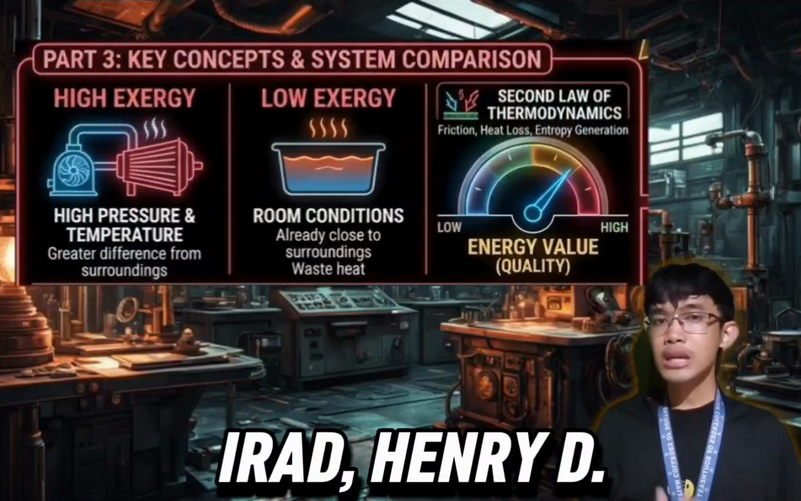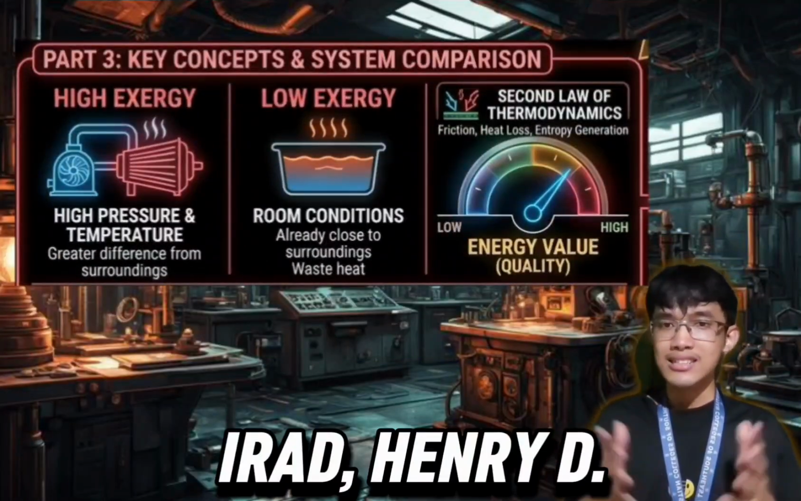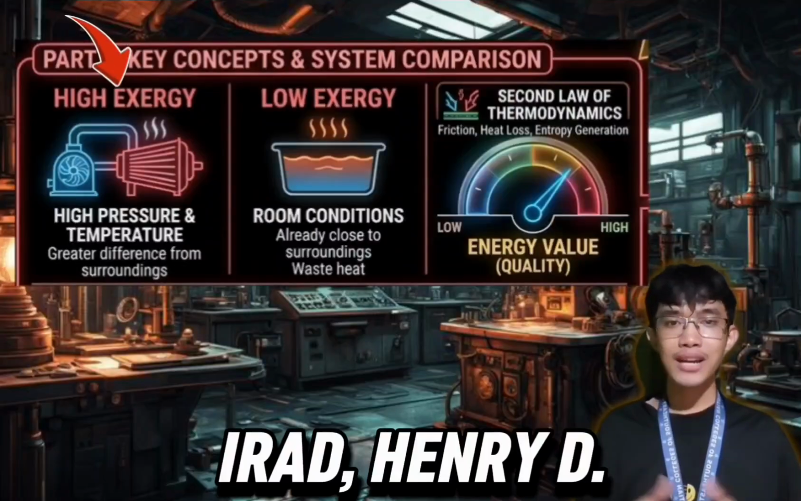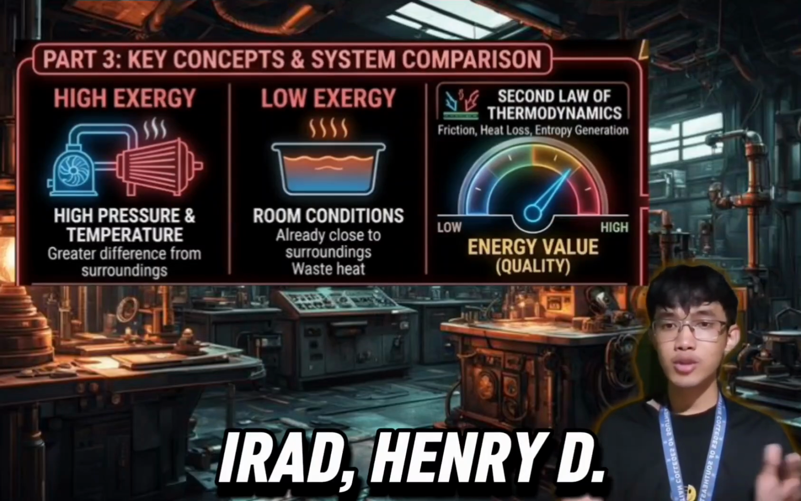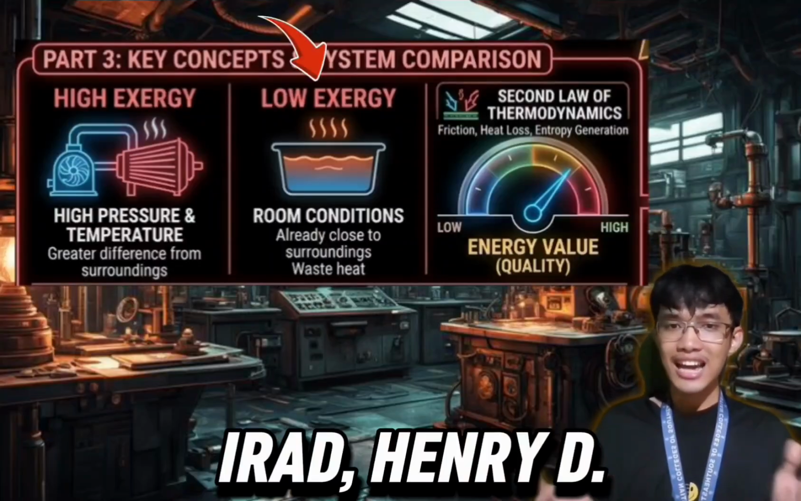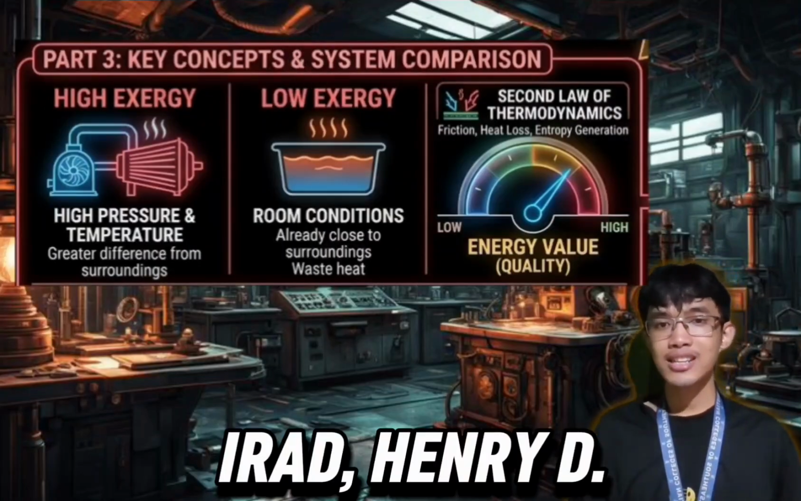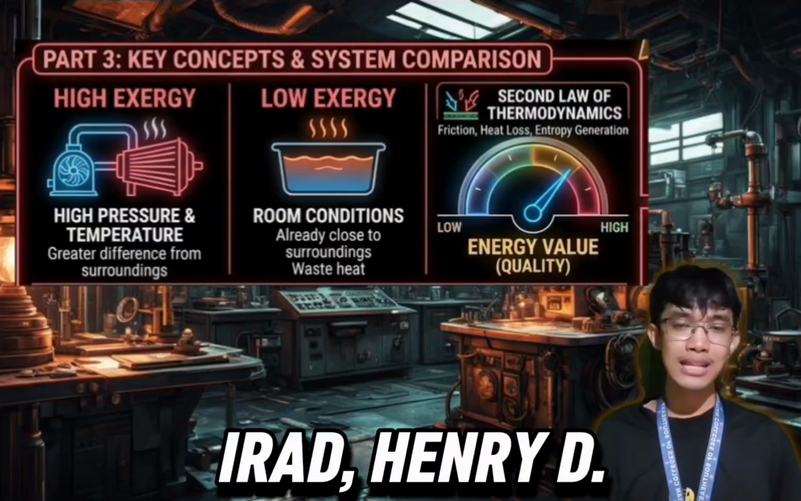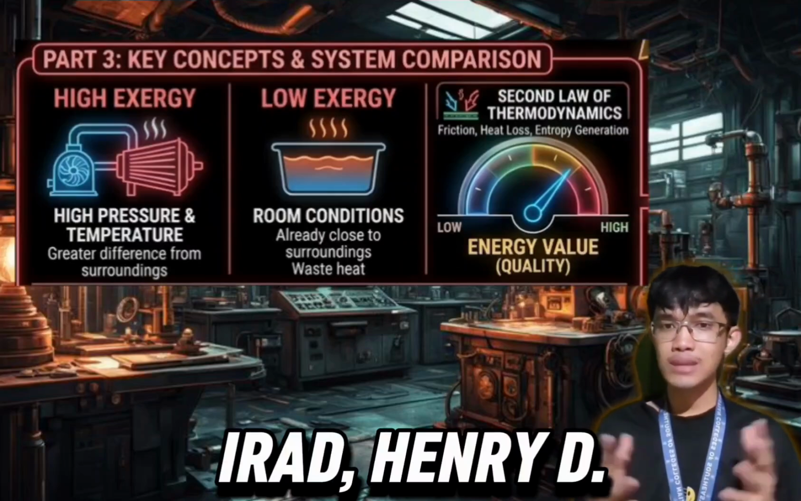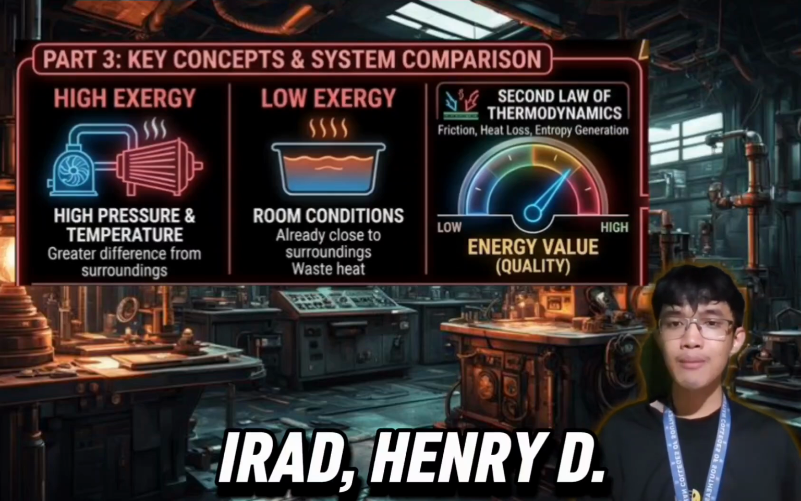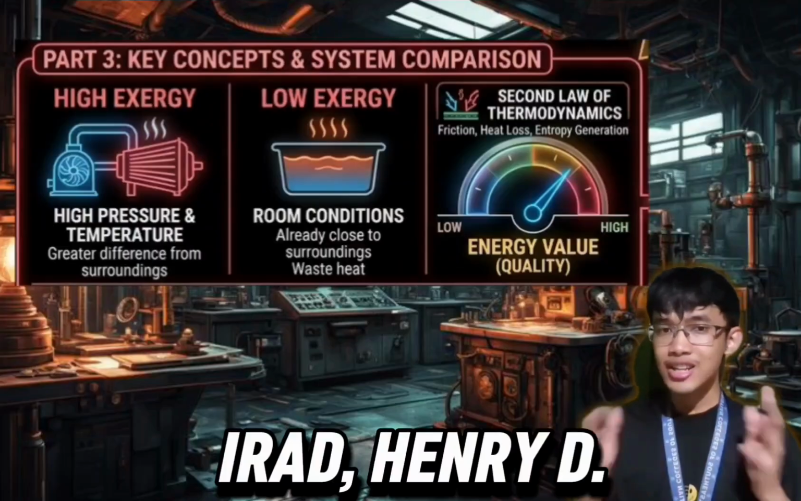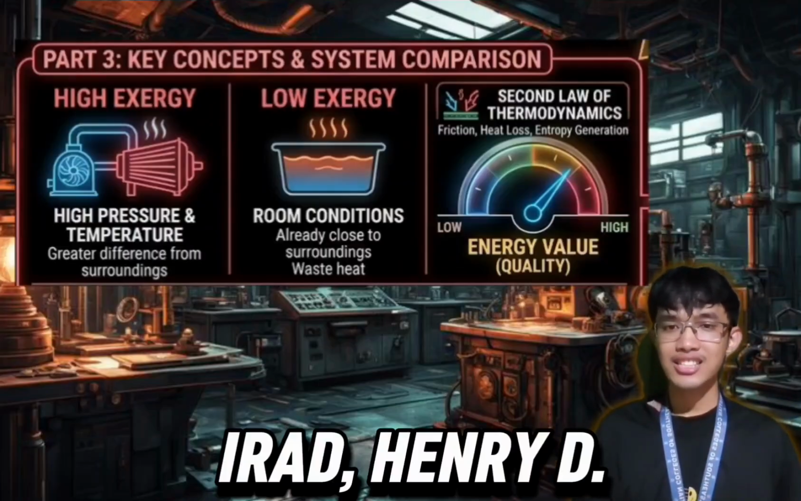Now, there are a few important ideas to remember. Systems with high temperature or high pressure have high exergy because they can produce more useful work. On the other hand, energy at room condition has low exergy since it is already close to the environment and has less ability to do work. Exergy also depends on the difference between the system and its surroundings. The greater the difference, the higher the exergy.